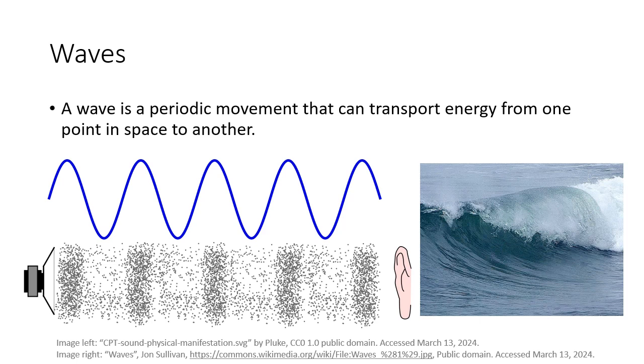First things first, a wave is a periodic movement that can transport energy from one point in space to another. We've seen waves all the time. When you put your finger in calm water, you make waves. Boats leave a trail of waves. We know the sound of waves. We can hear thunder, for example. In all of these cases, energy is being moved from one place to another.